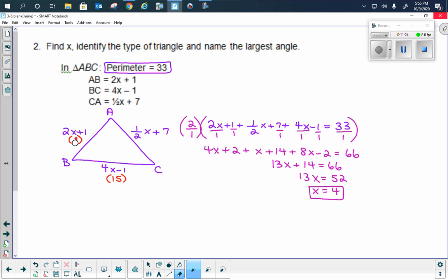Okay, maybe I need to make that look a little bit better so you can tell it's a 9. And then plugging it into the last side, AC, half of 4. Well, half of 4 is 2, and 2 plus 7 is, again, 9. Again, the next thing you should always check, now that you've got numbers for the side lengths, is check that it's a triangle in the first place.